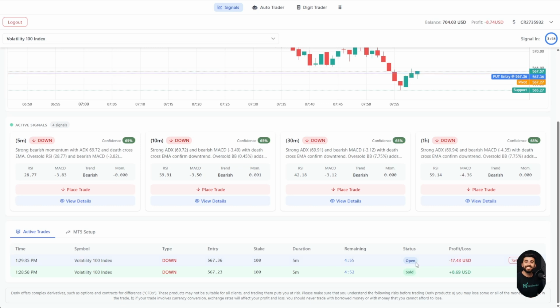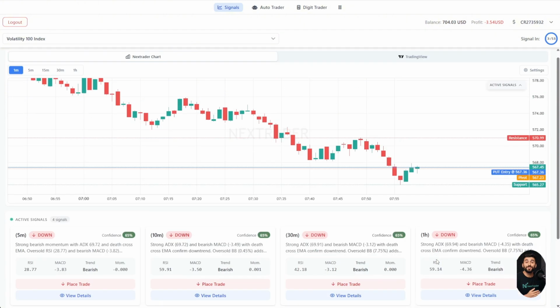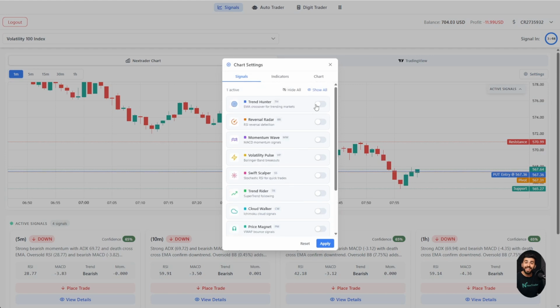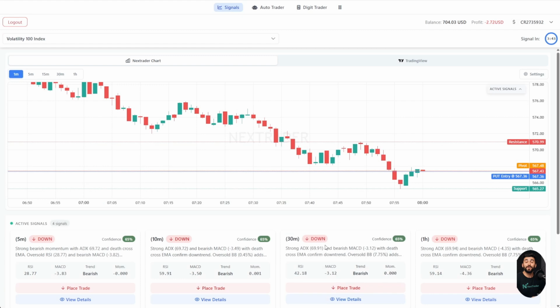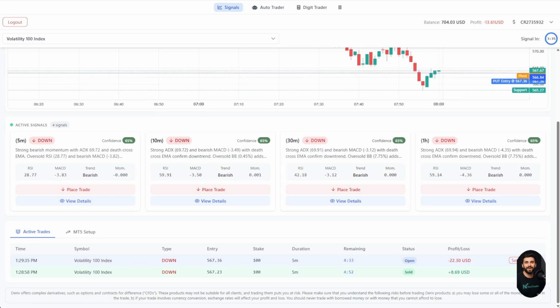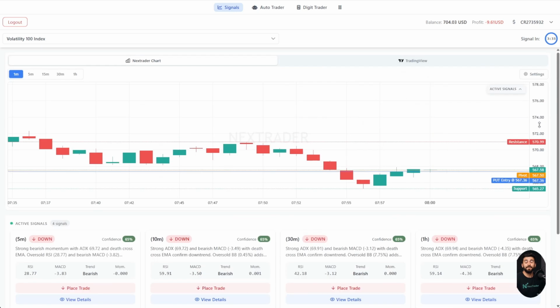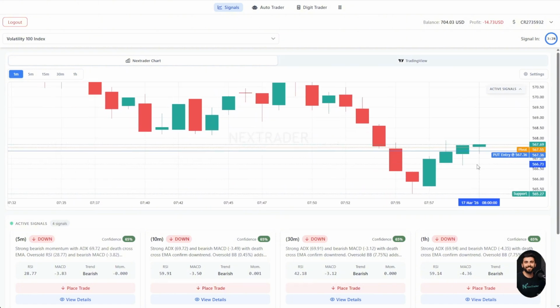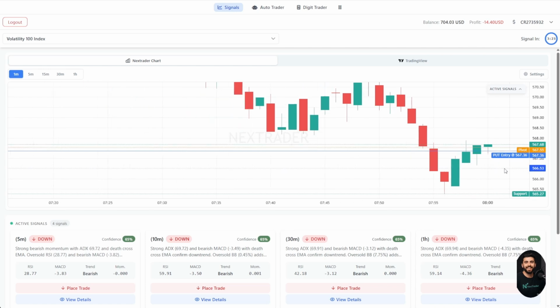Let's start with what you see when you open the platform. The chart loads clean. There are no indicators cluttering your screen by default. You get price action, support and resistance levels, and auto-scroll enabled right out of the box. The support level is marked in green on the right side, resistance is in red, and between them sits the pivot point. These levels are calculated from actual market data and update as new candles come in, so you always know where price stands relative to the key zones.